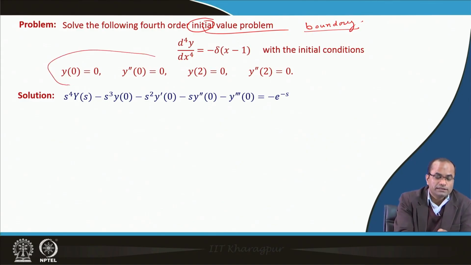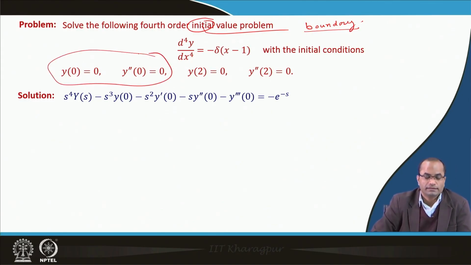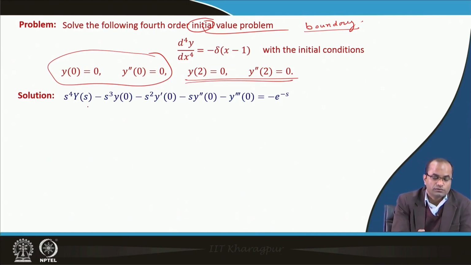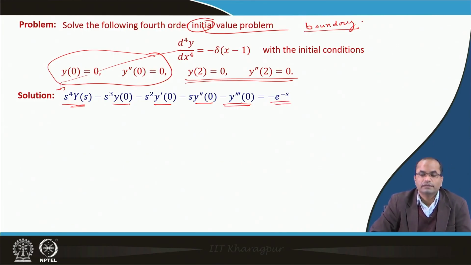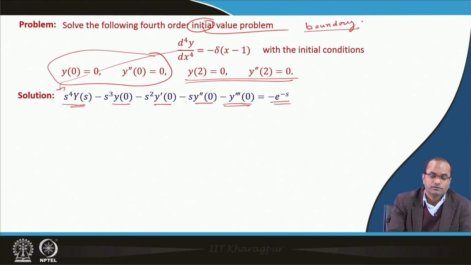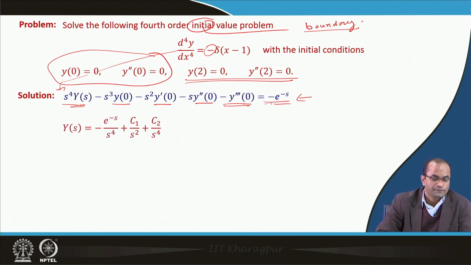Here, the conditions at 0 can be incorporated directly at this point after taking the Laplace transform, but the other 2 conditions we cannot apply at this moment. First we will get the general solution. So, we have now the derivative theorem, s to the 4, and then we have y(0), y prime, y double prime, and also the third derivative will appear in the derivative theorem. On the right hand side we have the Dirac delta of x minus 1, and its transform will be e power minus s, and the minus sign remains as it is here.